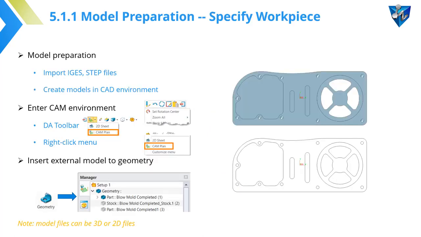For the models, we can import the third-party file format like IGS steps file. And also we can create the models in ZW3D CAD module directly. And there are 2 ways to switch to the CAM environment. And we can insert external model to geometry in CAM module. The model files can be 3D or 2D files.